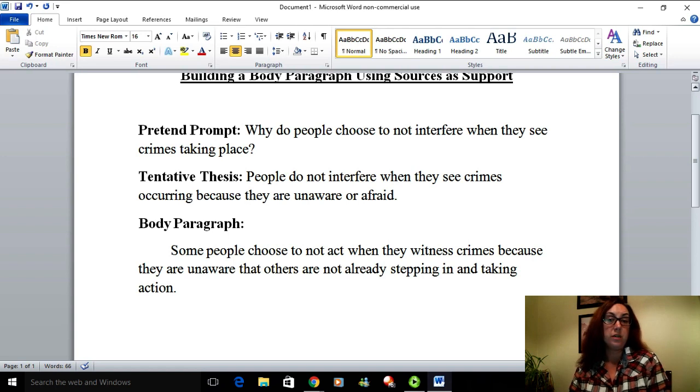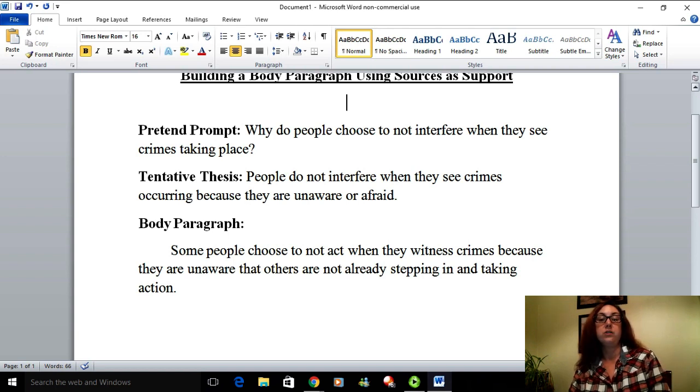So the assumption, from an audience perspective, is that every paragraph is going to have something to do with being unaware or being afraid. And that should be pretty clear to the audience. It shouldn't be a guessing game. It should directly connect back.